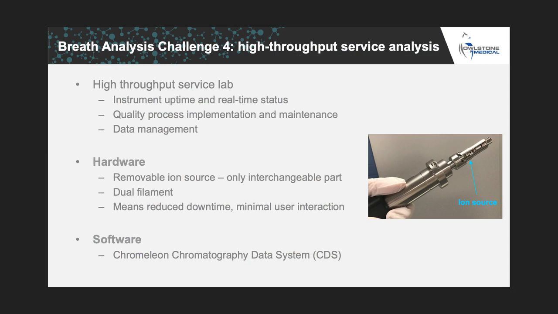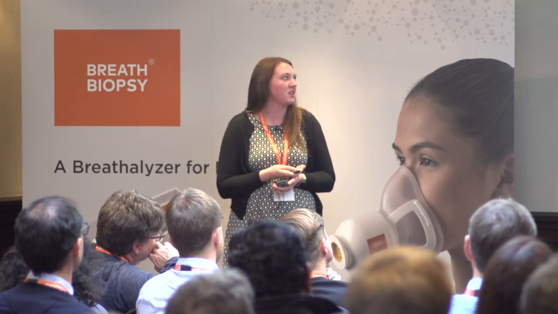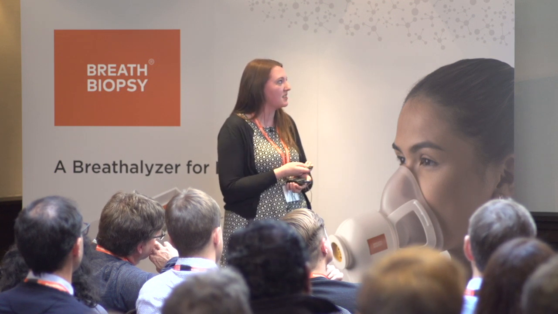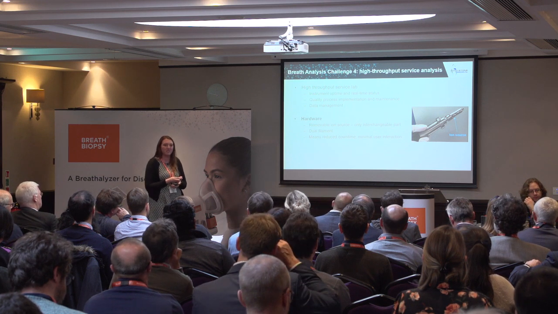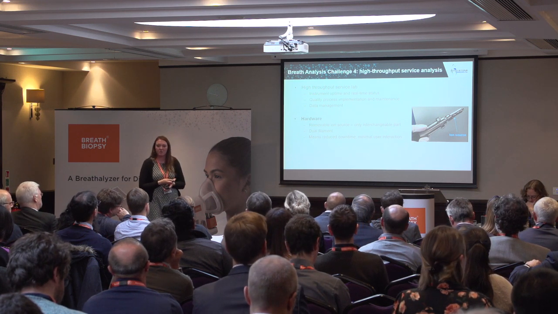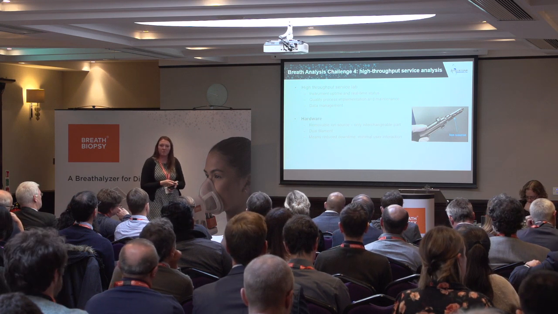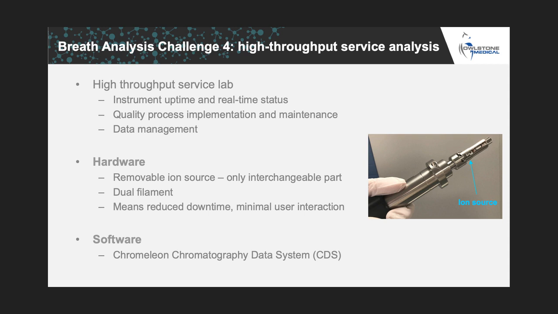I didn't animate the label there, so you know what's coming up. We want to offer this as a service laboratory, so we need to have high throughput capacity. We need instruments we can rely upon that don't need continuous maintenance. So the hardware is the first step. The Orbitrap was one of the biggest appeals because the ion source can be removed, changed, and cleaned all without breaking vacuum, which means reduced downtime and minimal user interaction for our analysts in the laboratory. The option of the dual filament is great because if one goes down, we can still run the instrument until we need to change it.